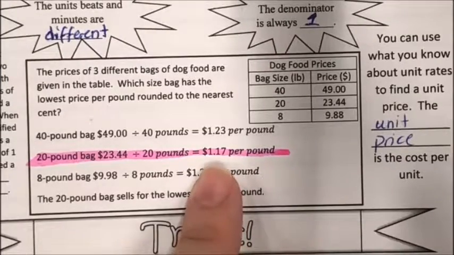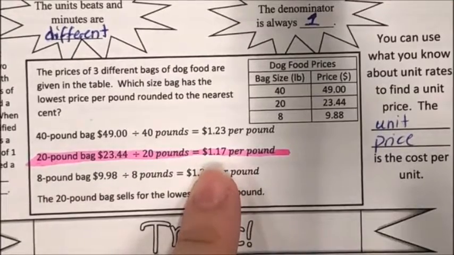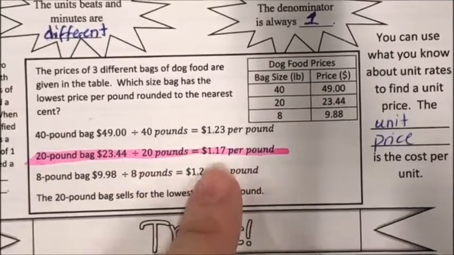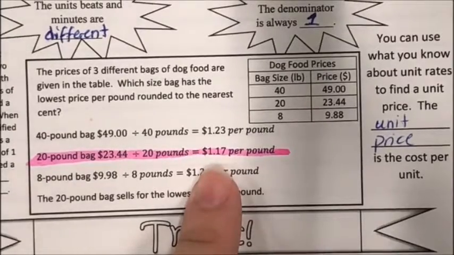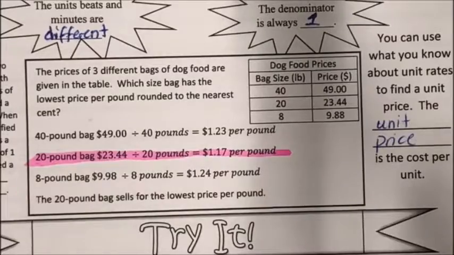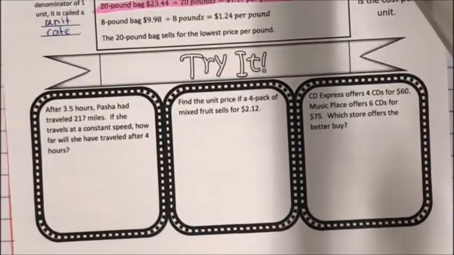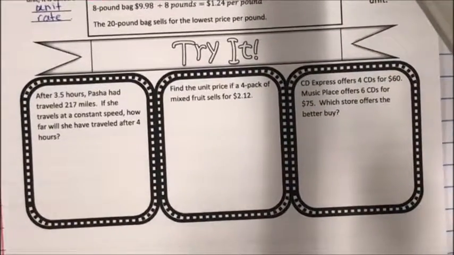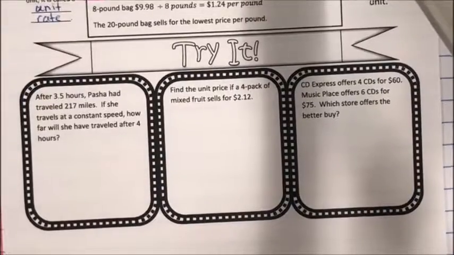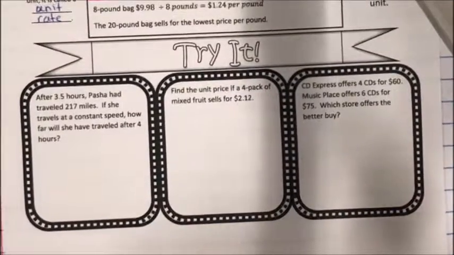So if I wanted to go to the store and buy dog food, I have a really cute puppy at home and I want to buy this because it's the cheapest. That way I don't have to spend as much money per pound, okay? So there are 3 try it problems here. Go ahead, I want you to pause the video, read through them, try the try it problems out. Remember you can look back at your examples on anything else that we've done so far and try them out. When you're done, come back and we'll go over the answers together.